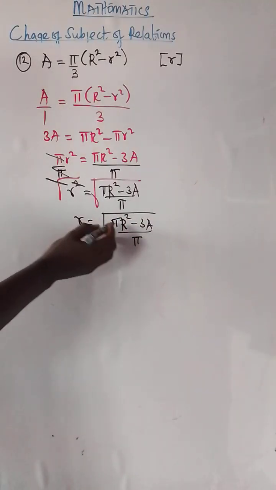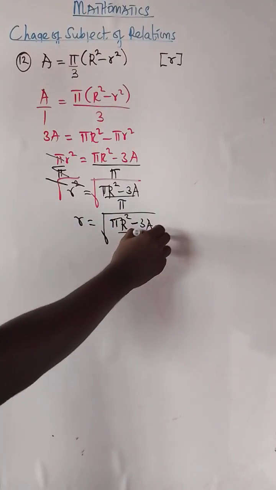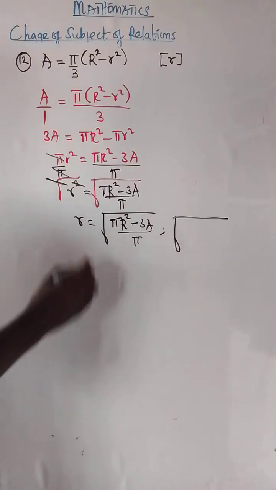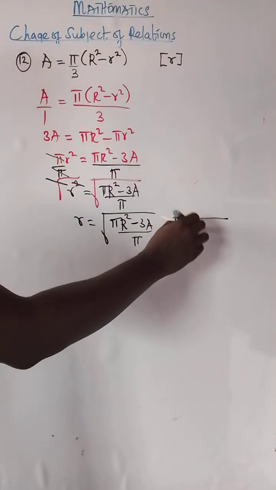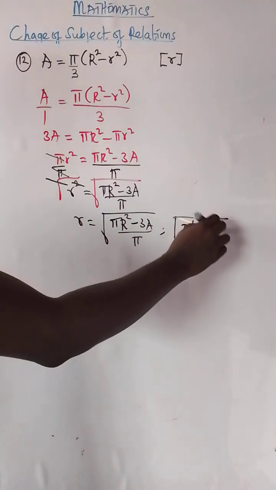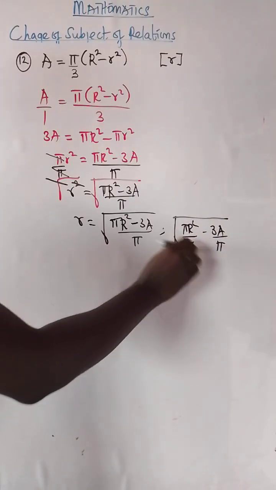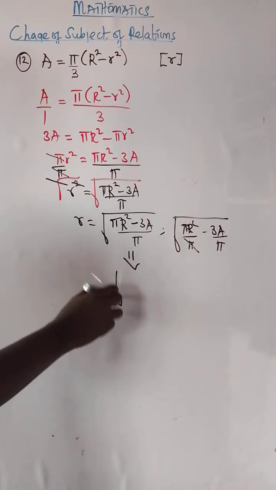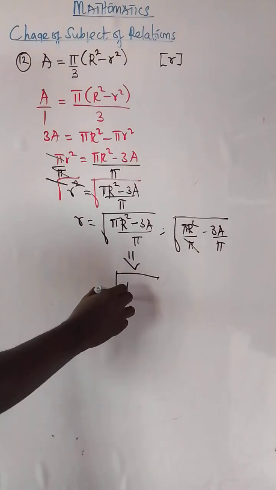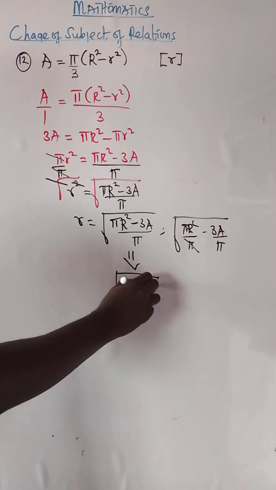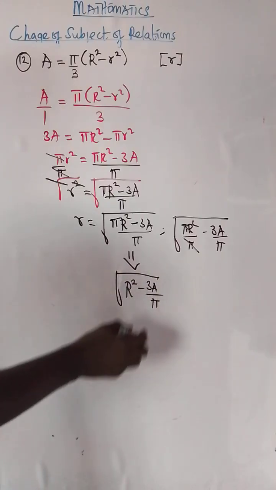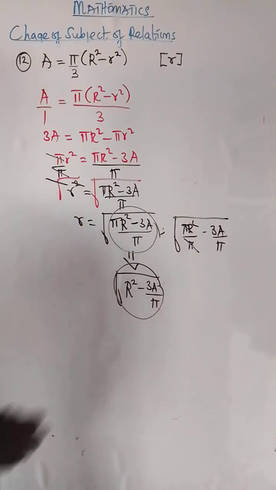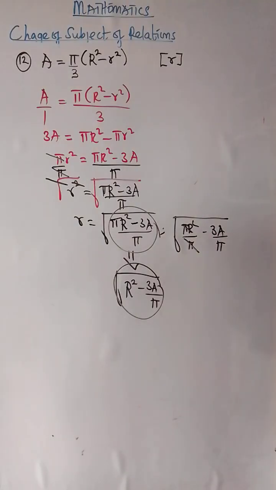Note, this pi cannot cancel this pi because of this minus. So the only thing you can do is to split, especially in objective questions, you might not see this. So we split, we have pi big R squared over pi minus 3a over pi. Pi cancels pi. So this answer can still be expressed as the square root of R squared minus 3a over pi. So this and this are still the same thing.